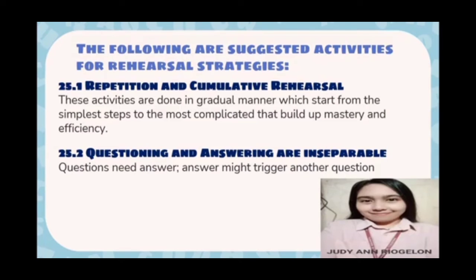It refers to our ability to do or perform a series of motor movements or a list of words or procedures. These are done from the simplest steps to the most complicated that build up mastery and efficiency. Repetition is the act of repeating, and cumulative is increasing in quantity. For example, when we're going to recite a poem, we read it repeatedly in order to memorize. First, we memorize the first stanza of the poem and add the next set and so on until we were able to memorize the whole poem.